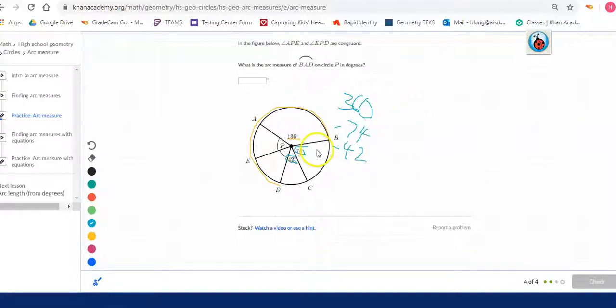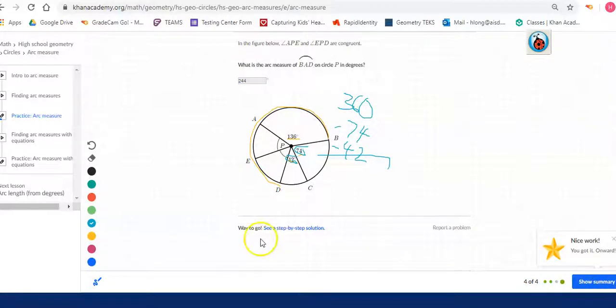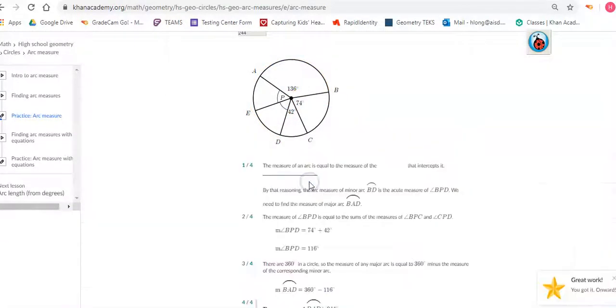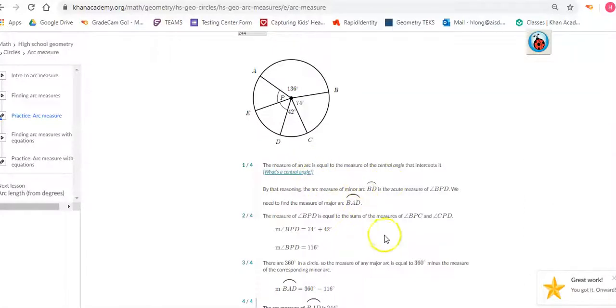Again, I can do it by hand, or I can type it into my calculator. As you can see, I'm not good with my drawing with my mouse here. Okay, and so I got 244, which I type in, and I click check. If you're still a little bit confused, you can then click on here and see the step-by-step solution, and I'll go through and explain it.